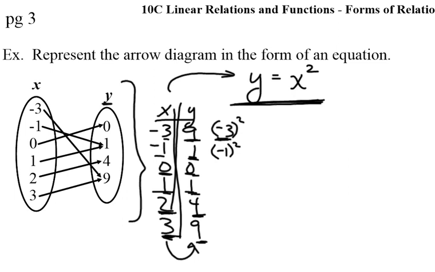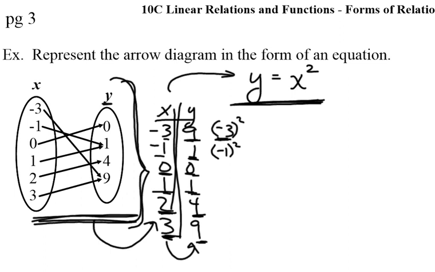So there's an equation from the arrow diagram, and even though the arrow diagram looks kind of ugly, well, let's just put it into another way of seeing that relation. And that's what we're looking at doing here.